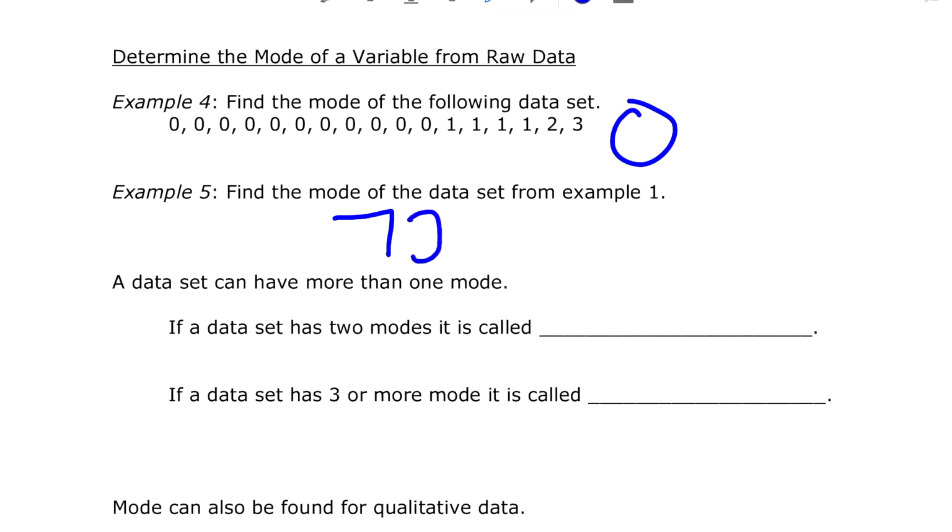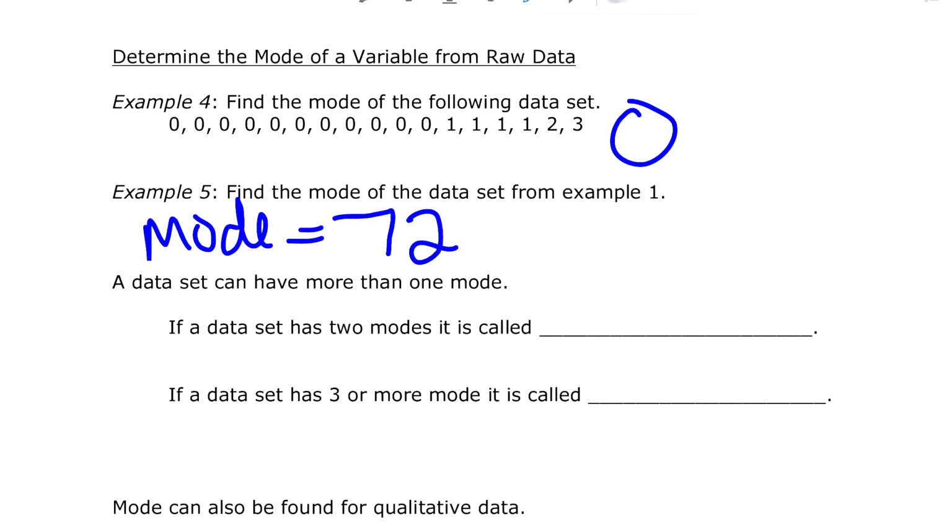You can have one mode. You can have 0 modes. If you don't have any number repeat itself, then you don't have a mode. You can also have more than one mode. Just remember, it's whatever occurs the most. So if you have a data set where 2 numbers repeat themselves 5 times and another number repeats itself 4 times, that number that repeats itself only 4 times is not the mode. It's just the numbers that repeat themselves 5 times.